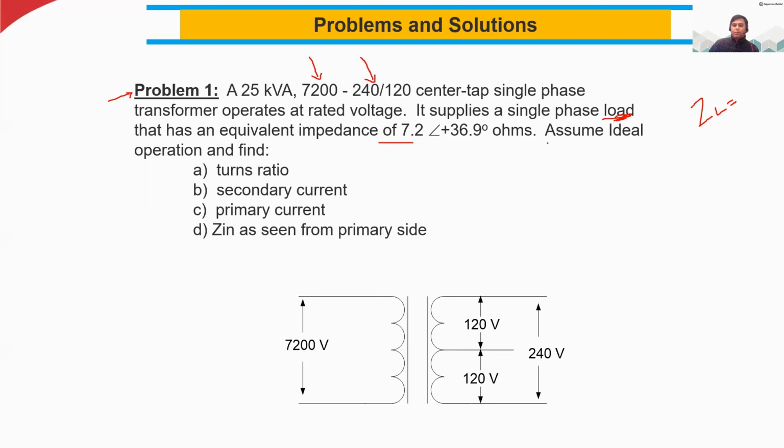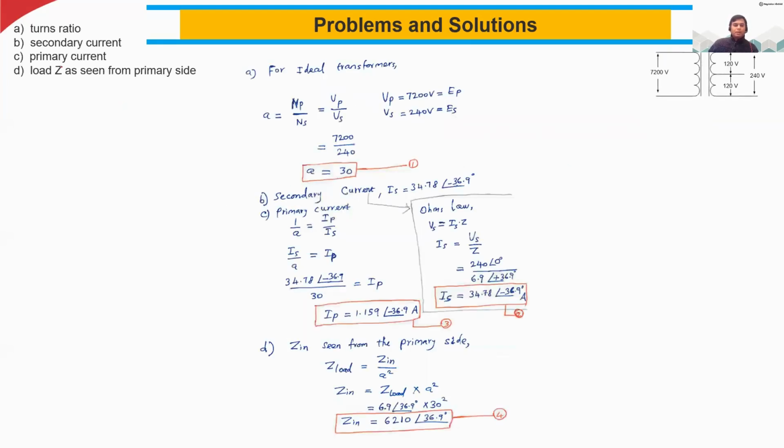Assume this is an ideal transformer and find these parameters. First, the turns ratio, that is nothing but A, and the secondary current, that is IS, and the primary current, that is IP, and Z in seen from the primary side. So you have to find the Z in value seen from the primary side. Okay, so now we will find them one by one. These are the 4 parameters we have to find, right?